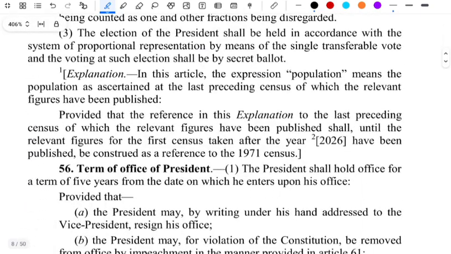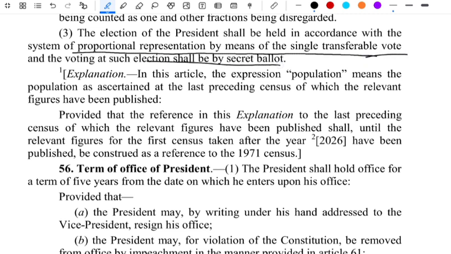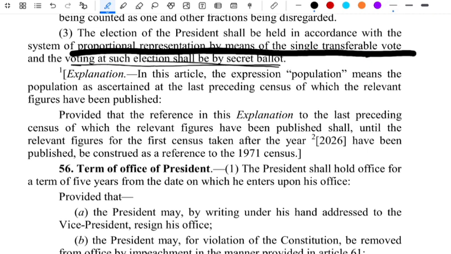Election of the President shall be held in accordance with the system of proportional representation by single transferable vote, है ना. सो बेसिकली बैलेट के माध्यम से होता है. So you have to remember this: proportional representation by single transferable vote. Okay, so next, in this article the expression population means the population as ascertained.